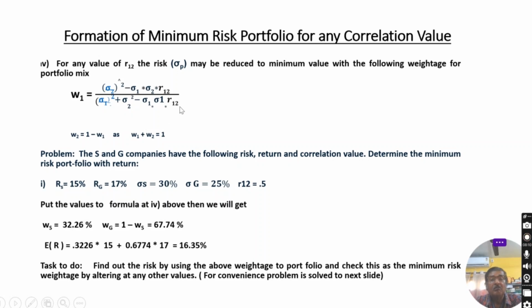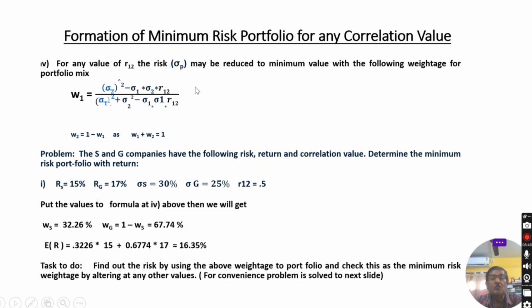This has been developed with the application of some algebraic process with the help of calculus. I have already mentioned it. W1 is equal to sigma 2 squared minus sigma 1 into sigma 2 into R12, divided by sigma 1 squared plus sigma 2 squared minus 2 sigma 1 sigma 2 R12. All values are known to you.